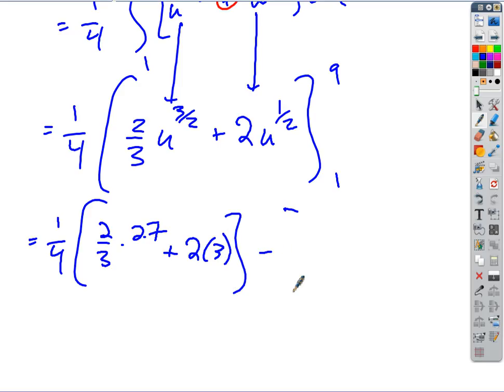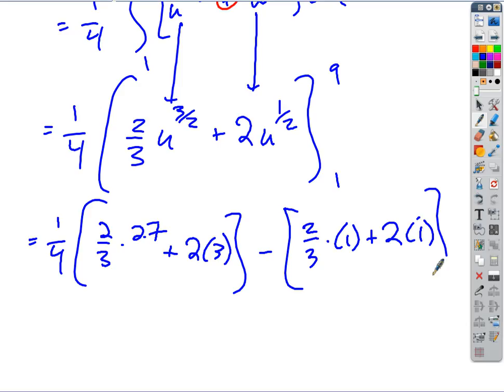Minus this whole thing at 1. If anything, 1 to the 3/2 is just 1. So I'm going to get 2/3 times 1 plus 2 times 1 to the 1/2, which is also 1. What is 2/3 to the 27? It's 2/3 times 27. Does that make sense? Because that's what we get when I plug 9 in. Yeah, 3/2 27. Yep.